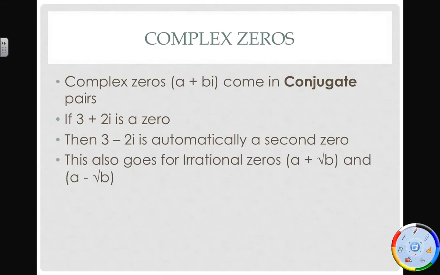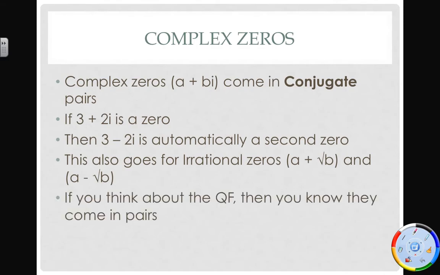What I'm going to point out also is this is not imaginary numbers, but it also goes for irrational zeros as well. So if you have an a plus root b, you also get a minus root b. And this comes in handy when we try to write polynomials later on as well. And I kind of point out here the quadratic formula. You know the quadratic formula is opposite of b plus or minus the square root of. And that kind of takes care of the conjugates. You get the plus version and the minus version. All right?